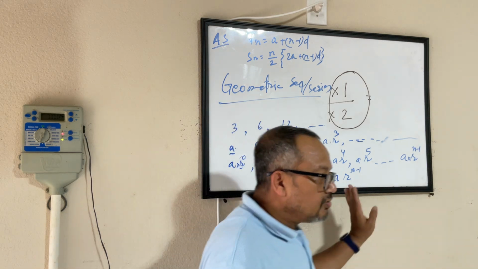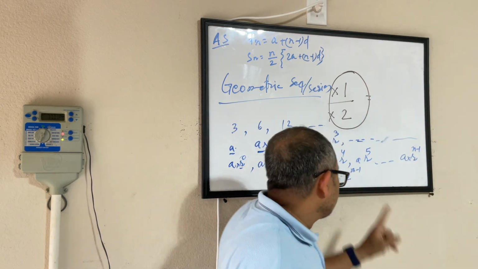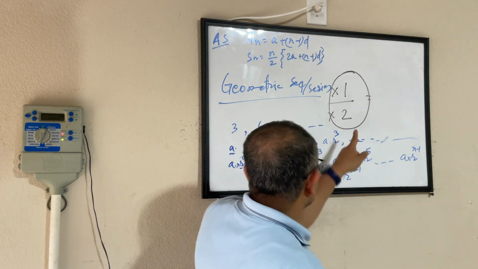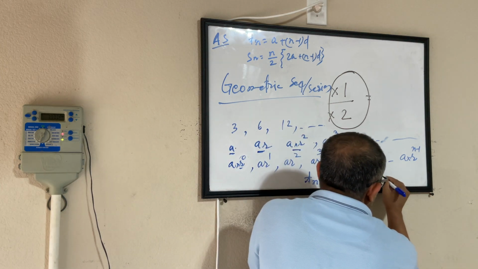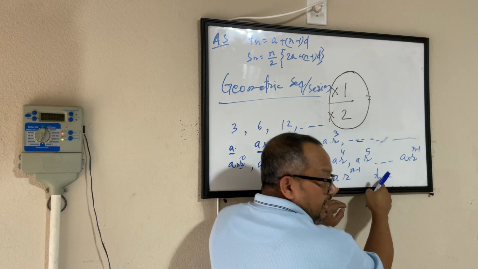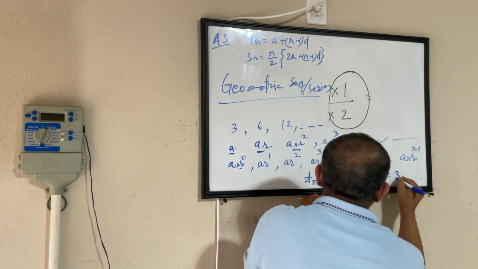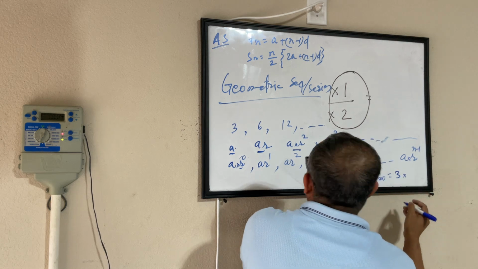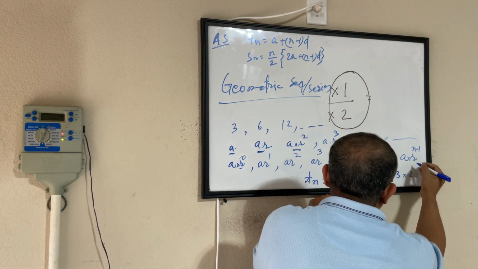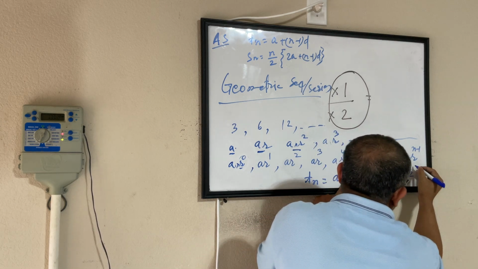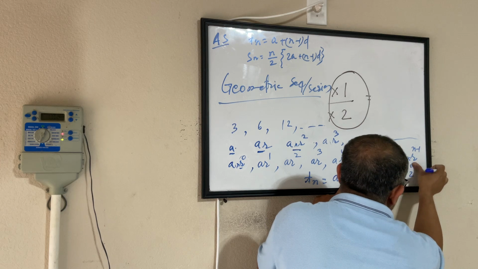Okay. So now, going back to my original question, I said find out the 20th term in this series. T20, the 20th term, so my value of n is 20. My first term A is 3. So 3 times my R, which is 2, to the power n minus 1. My n is 20, and 20 minus 1 is 19.